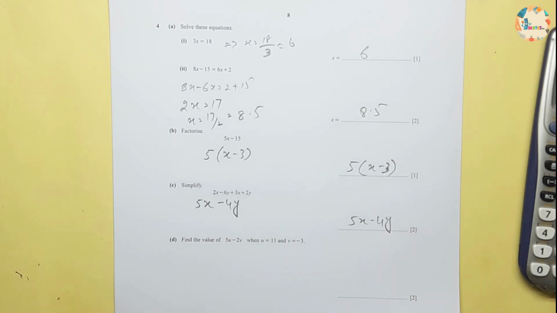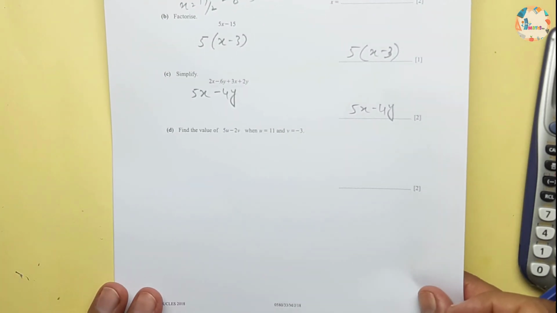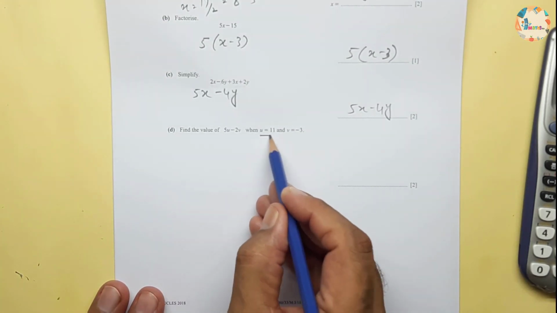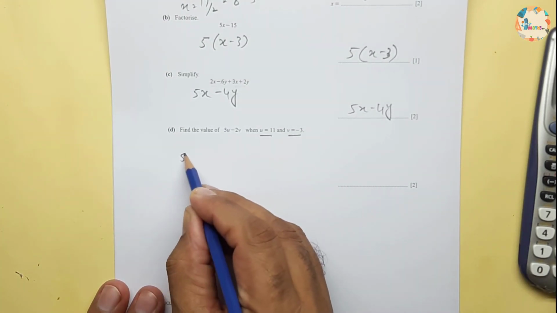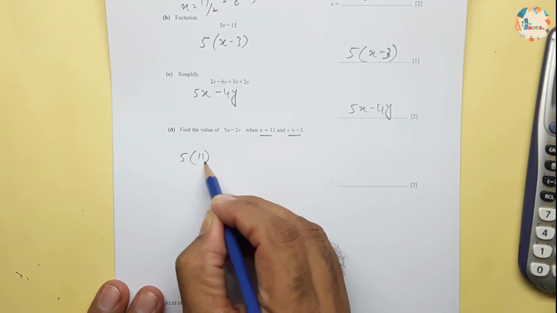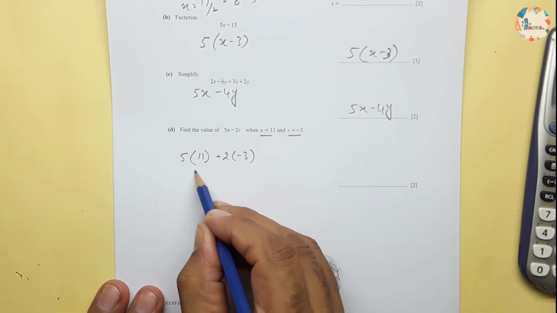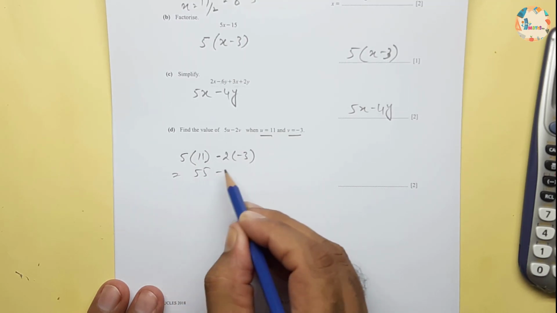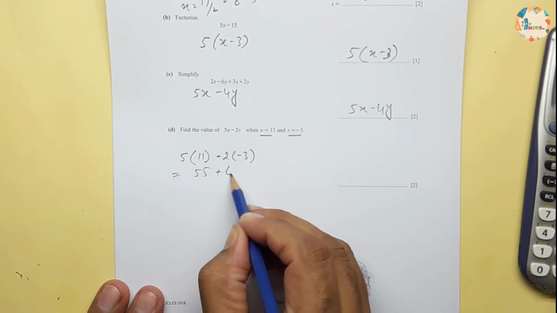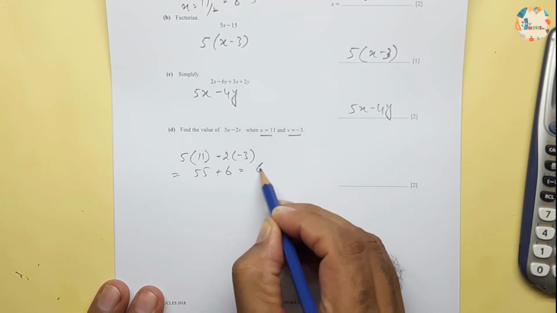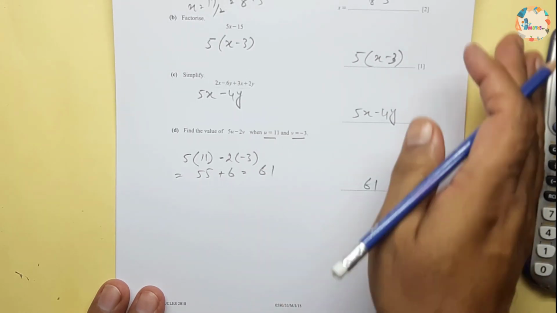And find the value of 5u minus 2v, and u is given, v is given. So we'll replace those values. 5 into 11 minus 2 into minus 3. 5 into 11 will be 55, and this will be plus 6. This will be equal to 61. So answer will be 61.